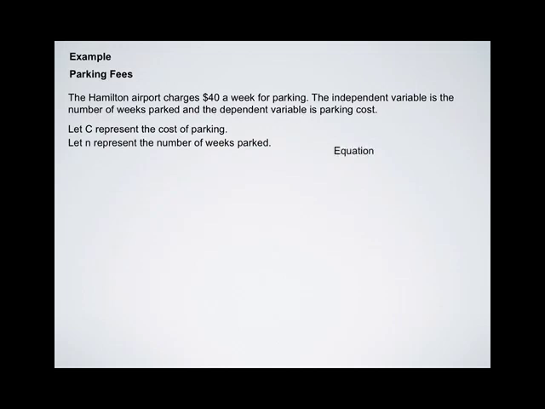We can make an equation determining the cost. The cost is equal to 40 times N, because it's $40 a week, and you park for N weeks. That's how you can determine the total cost, C.